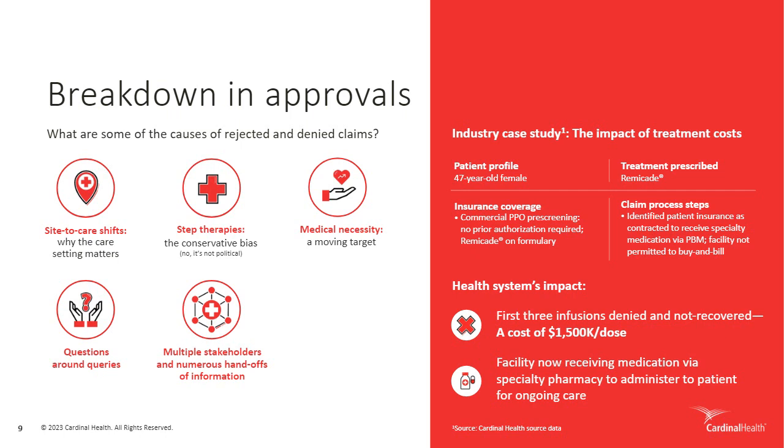So the result is the first three infusions were denied as not covered. It was a cost of $1,500 per dose by purchase price of that medication. Now, the facility has course corrected and is receiving medication via a specialty pharmacy to administer to the patient, but it takes a lot of office visits and follow-up care to compensate for the loss of that dosage price that there is no avenue to recoup.